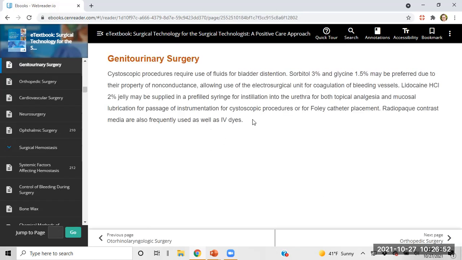Genitourinary surgery. So here we see sorbitol and glycine being used to distend the bladder. And it's also non-conductant. So that's important when we're also using the ESU to control the bleeding. Lidocaine may be used as well, especially if they're going to insert a Foley catheter. That can be painful. And then of course, radio contrast is going to be used, and then the IV dyes.